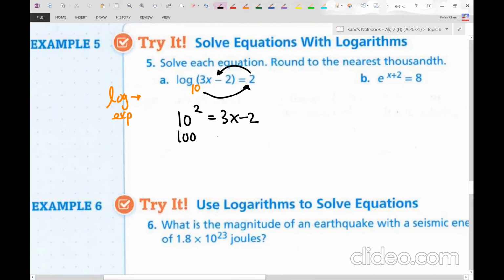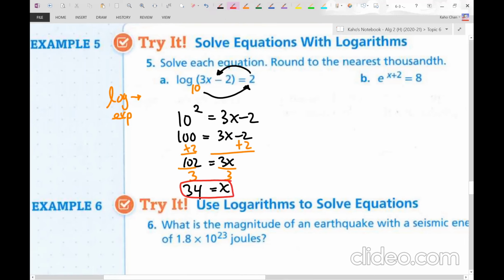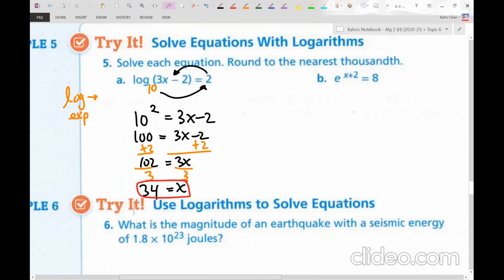Great. And the rest is just undoing operations, something you've been doing since Algebra 1. Ta-da. Does x equal 34? Let's see. Oh yeah, it does. Sweet. Nice. So converting from log takes a little practice.